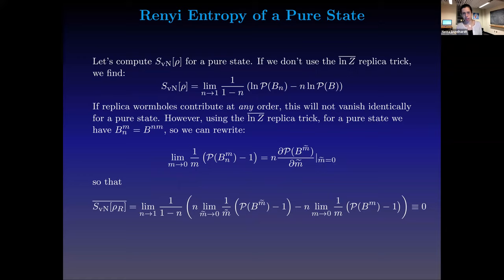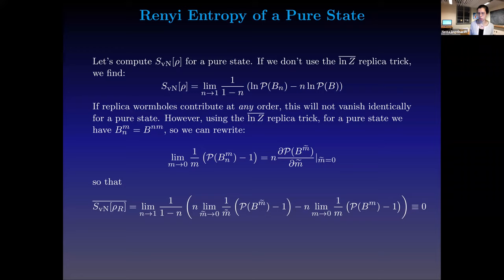Now, does this actually matter? Well, there's one case where we can obviously see that it's important to include this additional replica trick. Let's suppose we do something boring and we compute the von Neumann entropy for a pure state. If we don't use the log Z replica trick, then we find this answer here. We have log of Z of B sub n minus n log Z of B. Now, if replica wormholes contribute at any order, then this will not exactly cancel, and this will not vanish identically for a pure state. Because again, for a pure state, we're not cutting along R, we're just taking the entire system. And so we'll get that maybe it is zero to leading order, but it's not going to be zero identically.